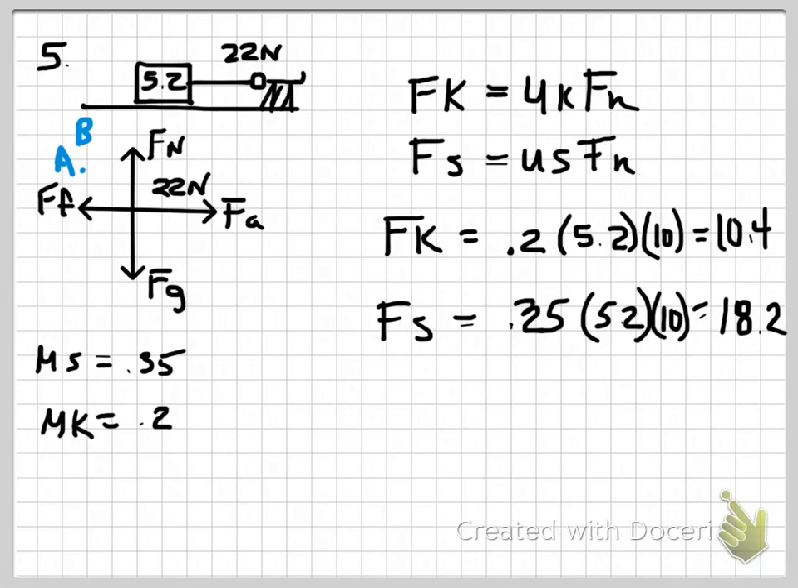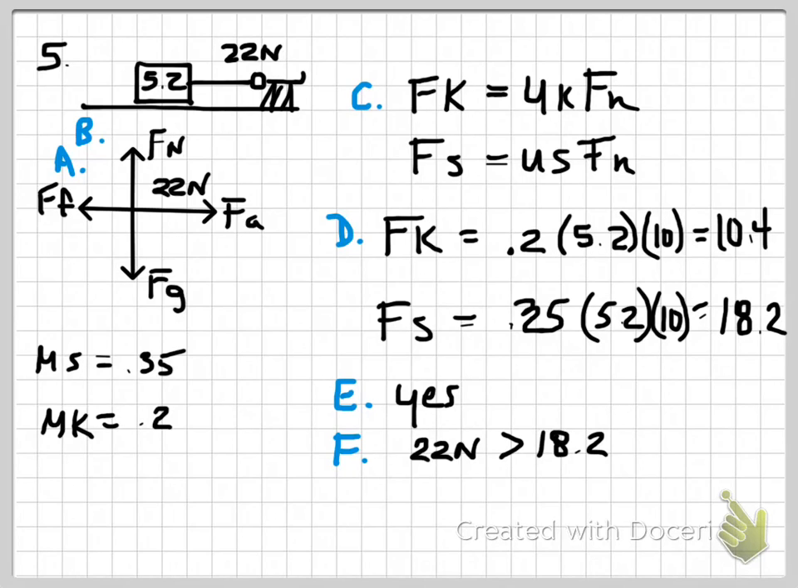The next question it asks is, if the object started at rest, does it start to slide? And the answer to that question is, yes, indeed it does. And how can we prove that? Well, if we look, the dog is applying 22 newtons of force, and the static friction, in other words, the friction of sitting still, is 18.2. So since 22 is greater than 18.2, yes, he should be able to break that.